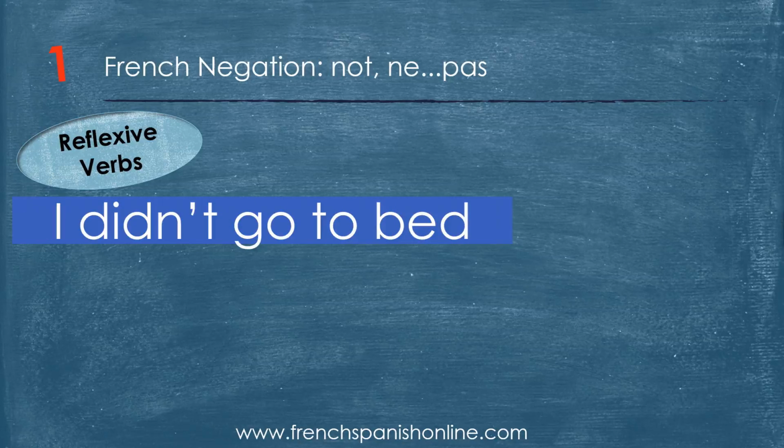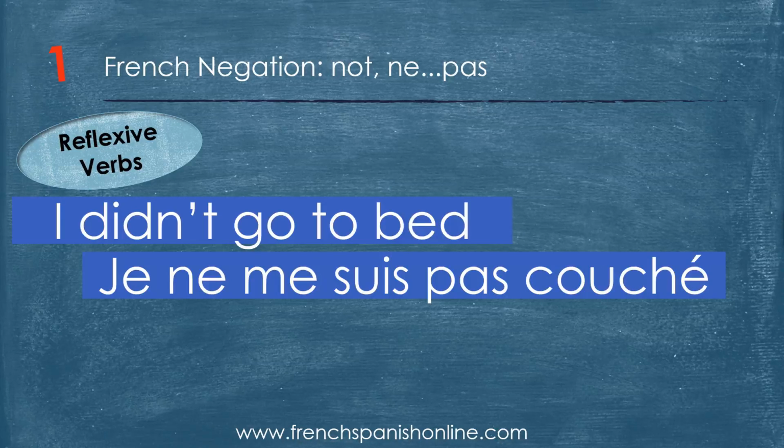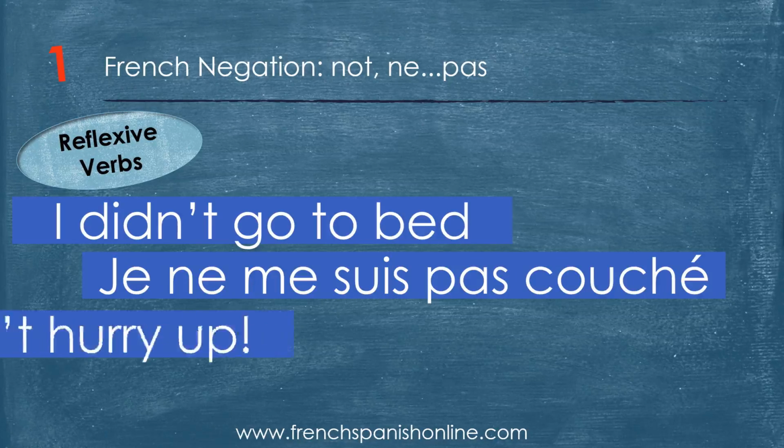I didn't go to bed. So to go to bed in French is se coucher, so it's a reflexive verb. So I didn't go to bed is je ne me suis pas couché. Again, we've got the word me with the verb in the middle and ne before, pas after the verb. Je ne me suis pas couché.